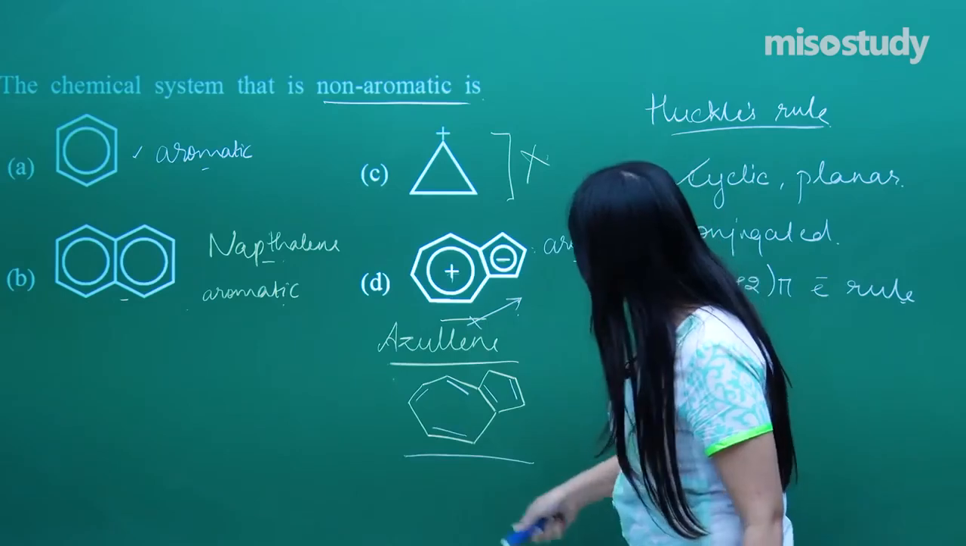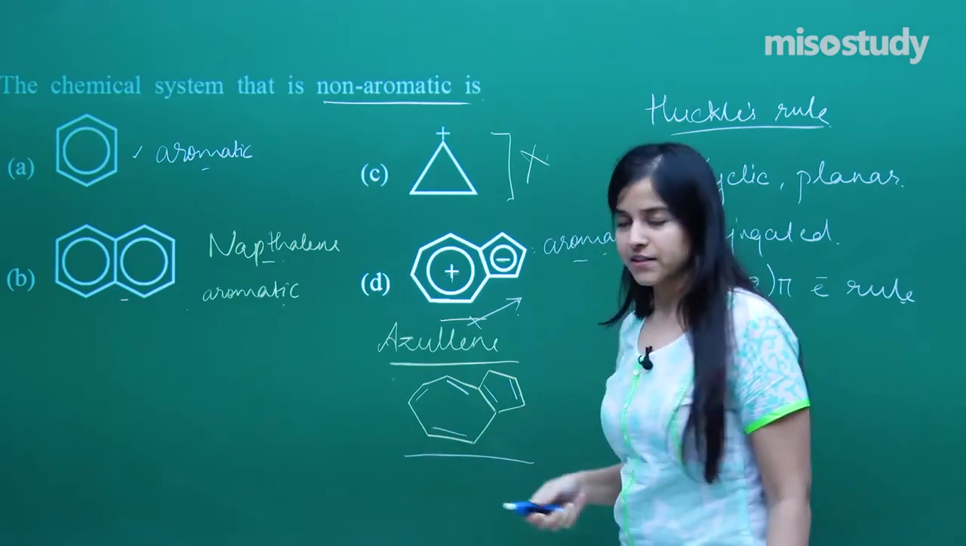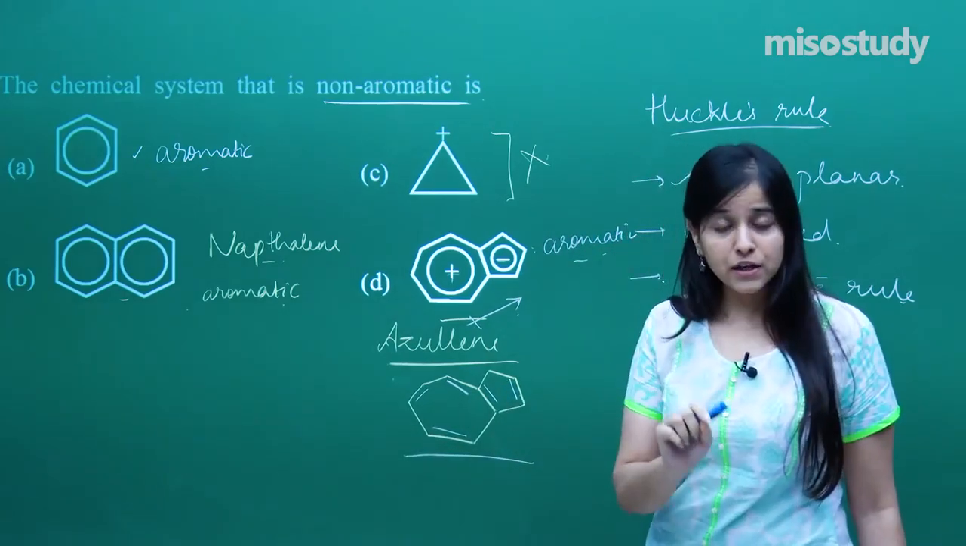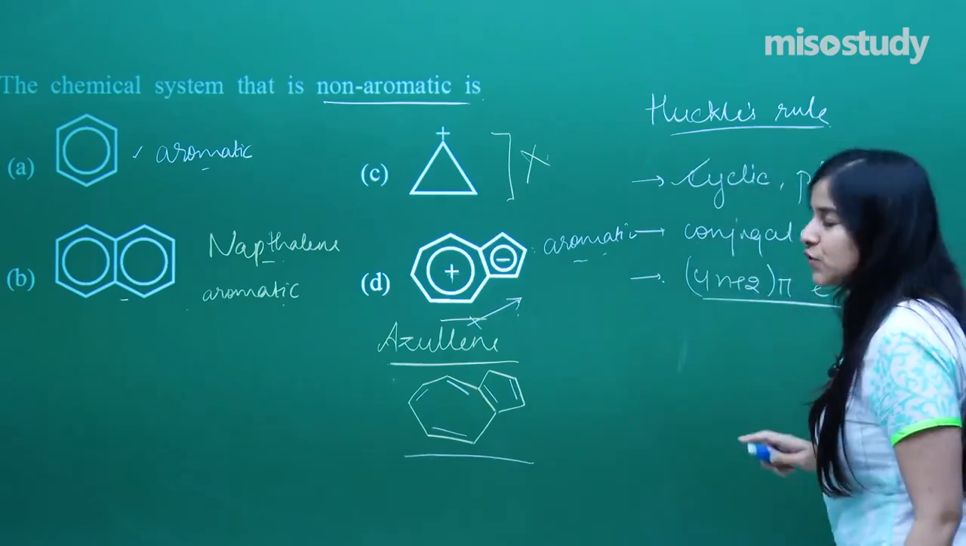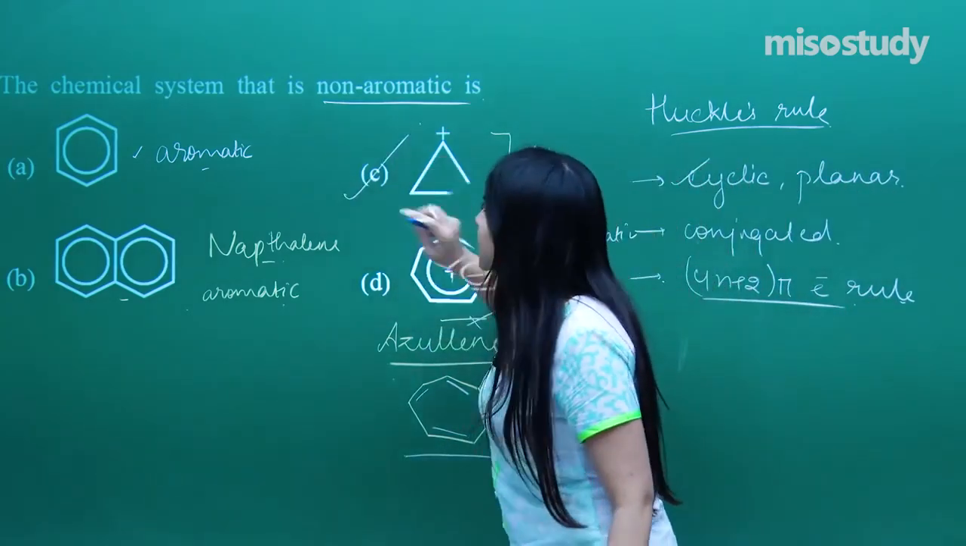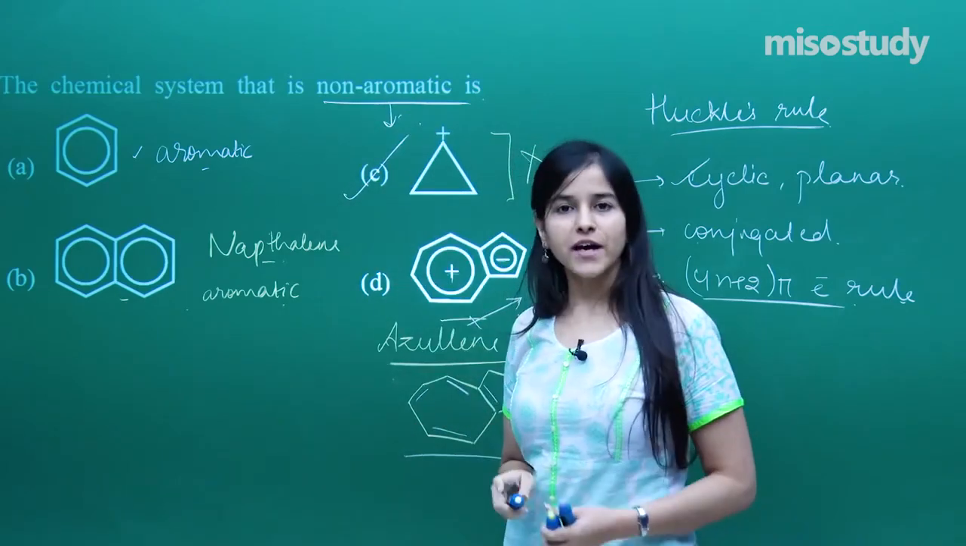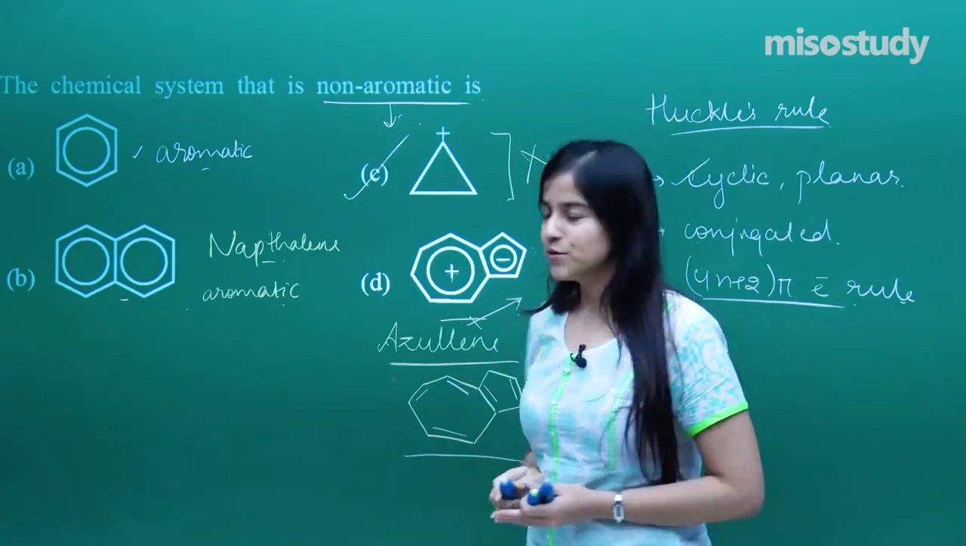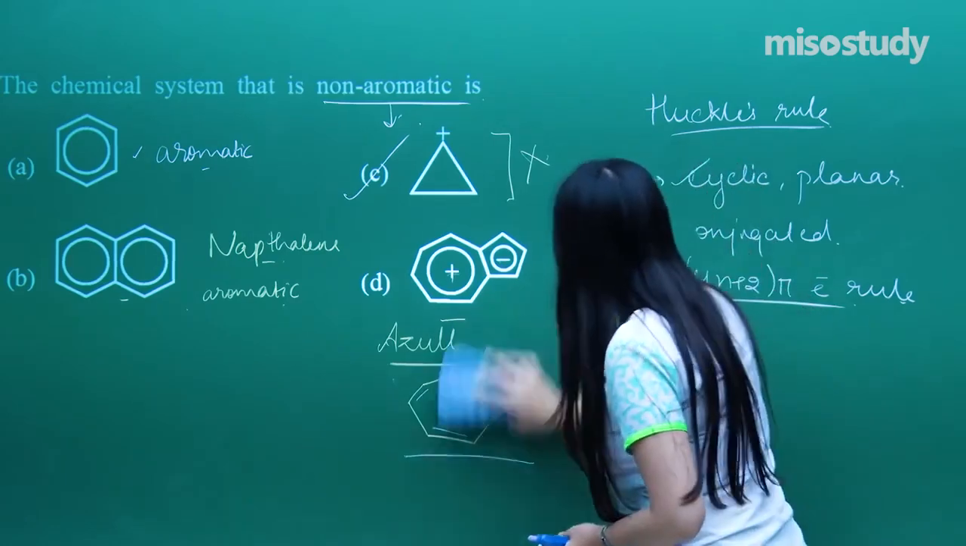You can even count the electrons over here: 6, 7, 8, 9, 10. That means if you take n equals 2 over here, you get your answer. So out of the 4, only this very compound is showing non-aromaticity. I hope that is clear to you. So now let's move on to the next question.